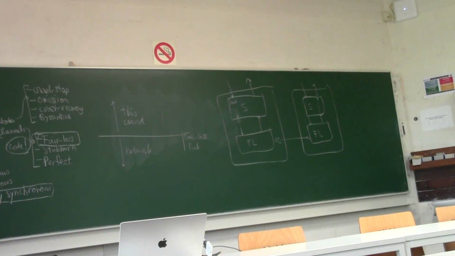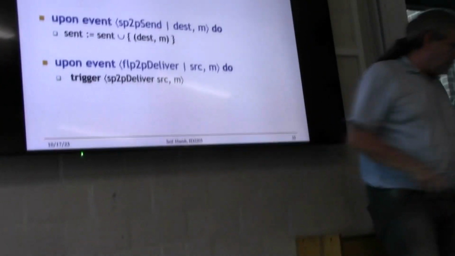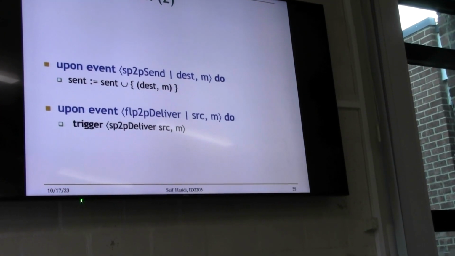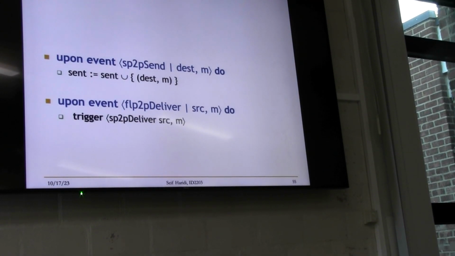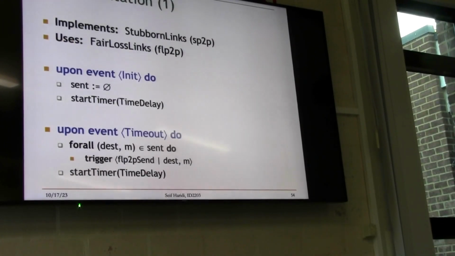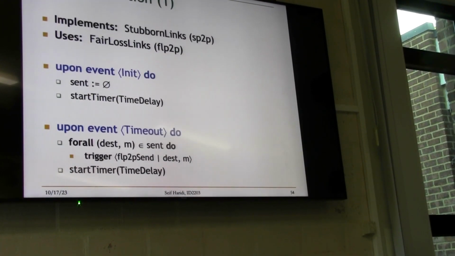So when I get a fair loss deliver coming from the bottom, it's just propagated upwards. You see that? The fair loss deliver here is just propagated. And that's it. This is the first real code that we've written. So you see this is not so hard, right? It's easy to understand.